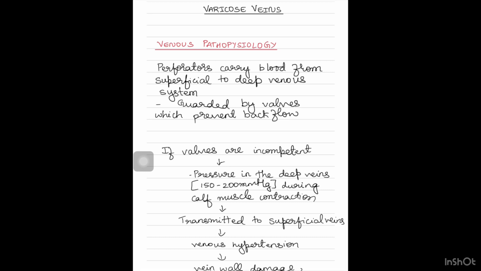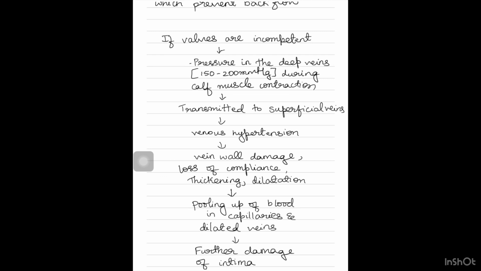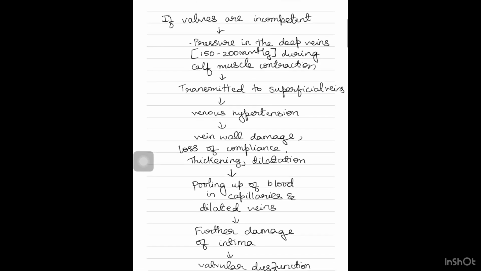We all know that perforators carry blood from the superficial to the deep venous system. It is guarded by valves which prevent the backflow from the deep venous system to the superficial venous system. So, if these valves become incompetent, the pressure in the deep veins, which is around 150 to 200 millimeters of mercury during calf muscle contraction, will get transmitted to the superficial vein, resulting in venous hypertension.